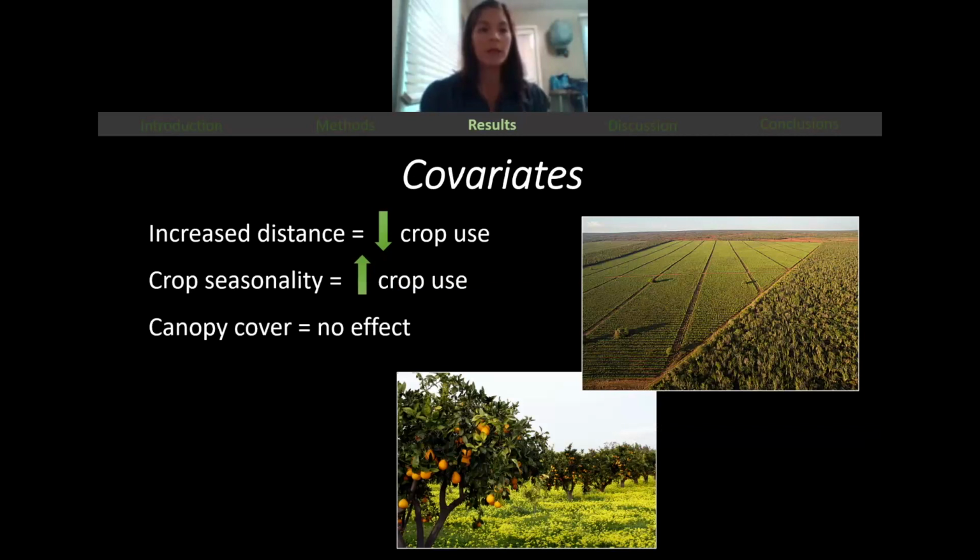We also found that as distance increased to crops, that crop use decreased. And that when crops were in season, that crop use increased. We did not find an effect of canopy cover.